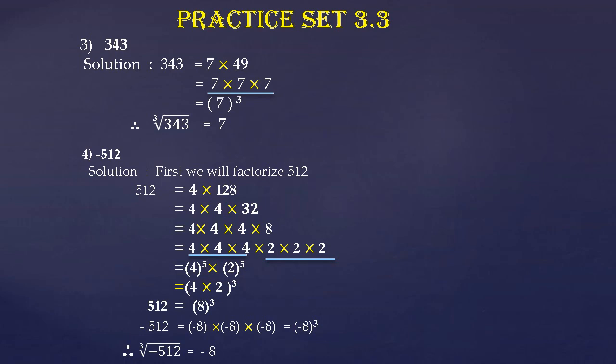And therefore, minus 512 is equal to minus 8 into minus 8 into minus 8, that is equal to minus 8 cube. So the answer is, the cube root of minus 512 is equal to minus 8.